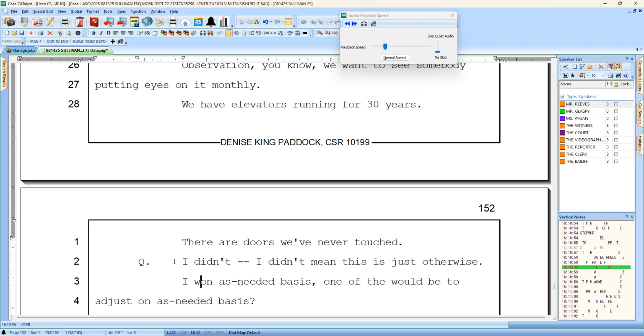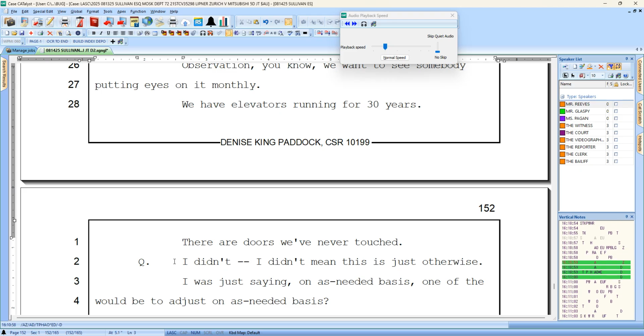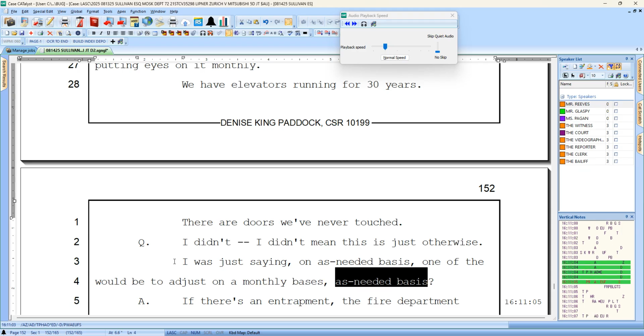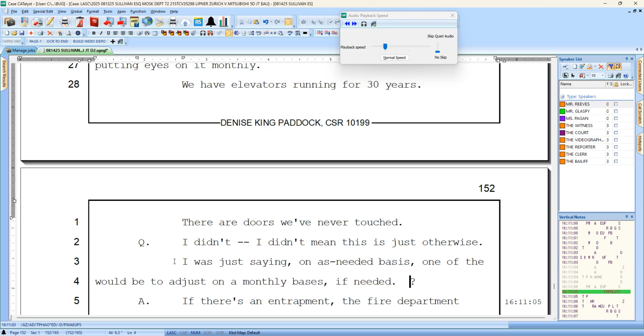I was just saying on an as-needed basis, one of the processes would be to adjust on a monthly basis if needed. So, quite often there's an entrapment. Fire department brings the jaws of life. We're doing all kinds of adjustments. And that's probably more in the realm of repair.